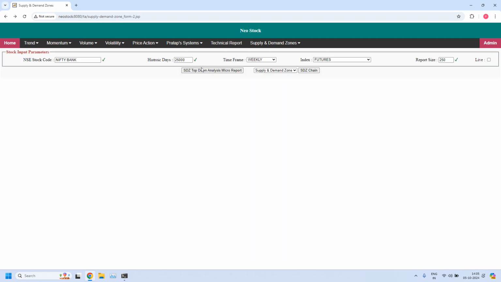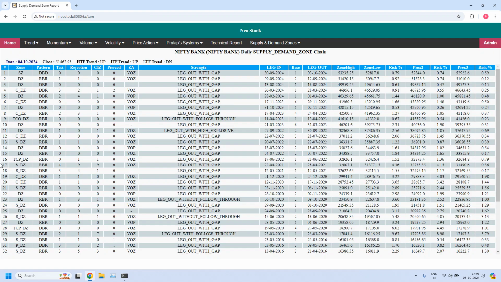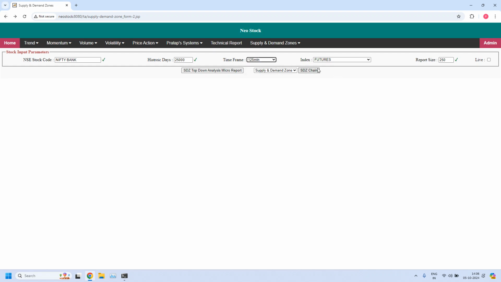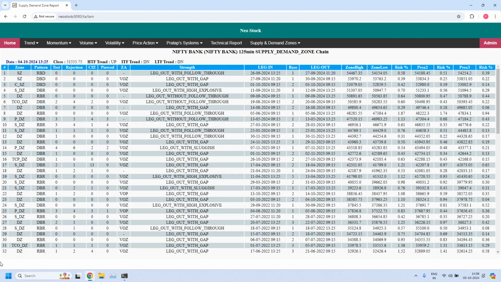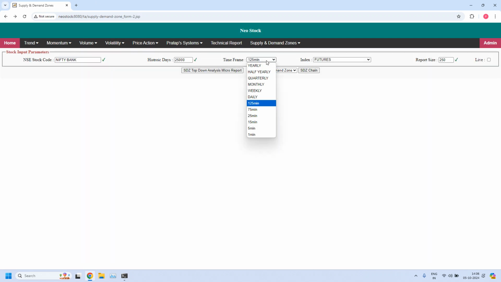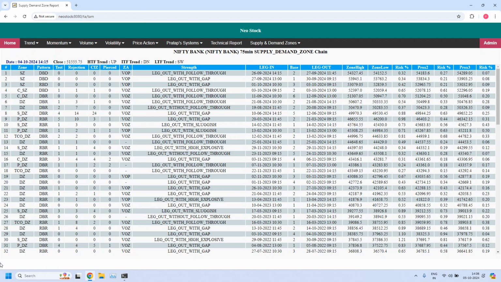Okay, the next time frame is daily, generating daily supply demand zone chain for BANKNIFTY. Okay, the next time frame is 125 minutes, generating 125 minute supply demand zone chain for BANKNIFTY. Okay, the next time frame is 75 minutes, generating 75 minute supply demand zone chain for BANKNIFTY.